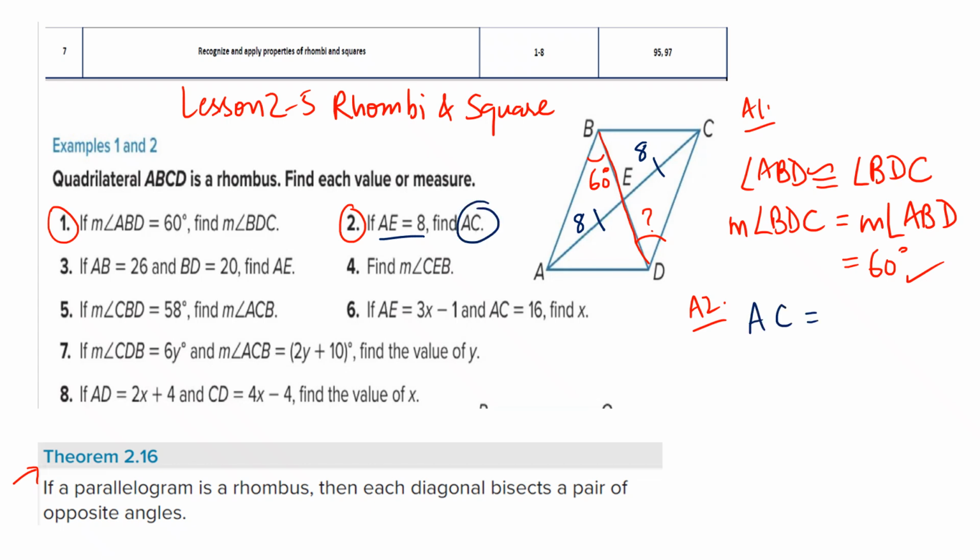So AC is made up of AE plus EC. But as we see, both are equal in length. So if one is 8, the other is 8. So add both of them. So the length of AC comes out to be 16. That's how you solve. Which property did I use? Diagonals bisect each other. Make sure you always mention the property. Similarly, you can do the remaining parts. In the next slide, I will provide the answer key for the solution.